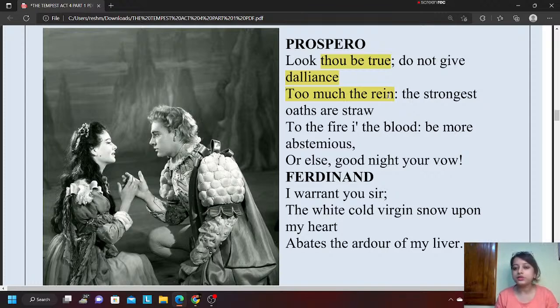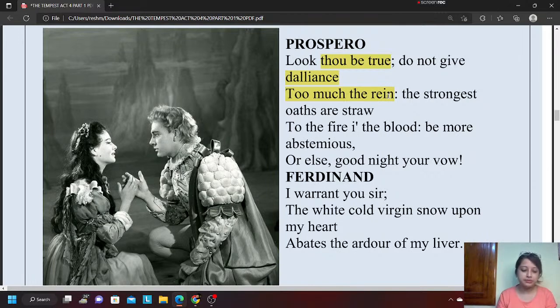The strongest oaths are straw to the fire in the blood. If you add straw to the fire, what will happen? It will burn even more, no? So it is believed that lust, okay, that the word lust comes from the liver. It was a belief that lust came due to the liver. So if you give more straw to the fire, it will burn more. If you give more importance to your liver, it will also give rise to lust. So be careful. Be more abstemious.